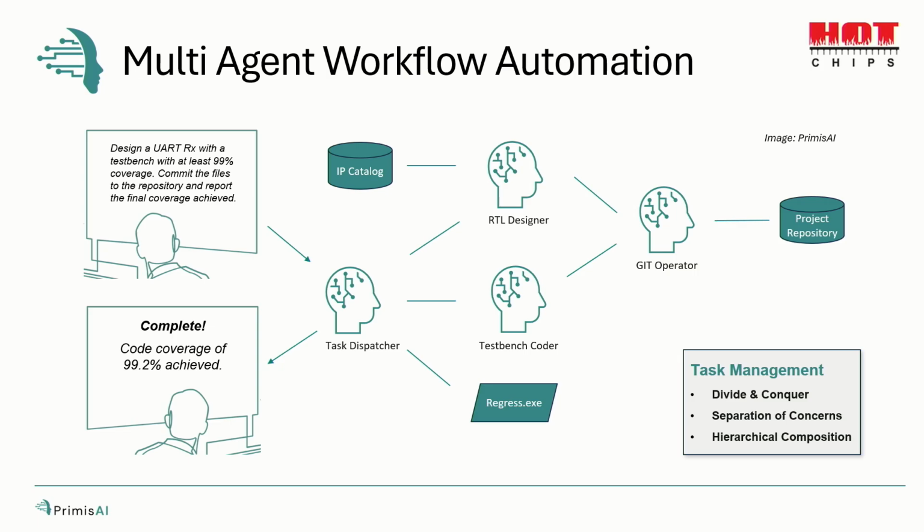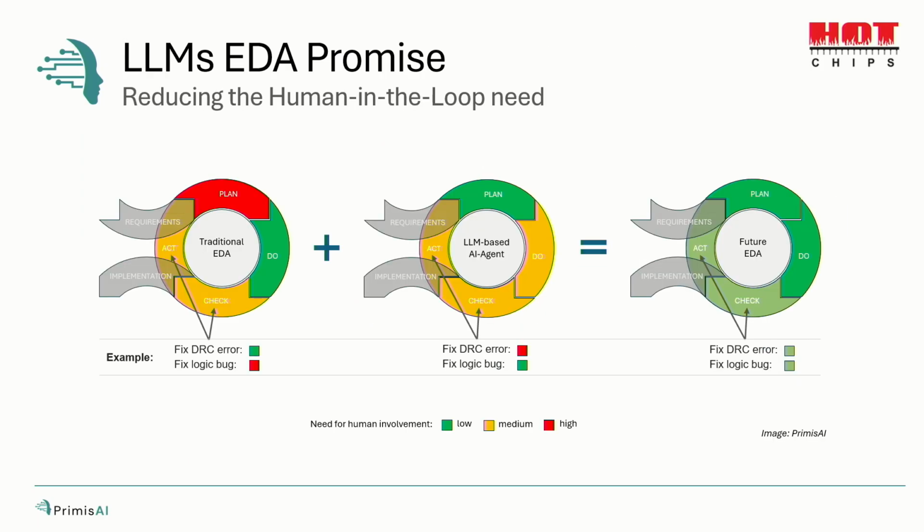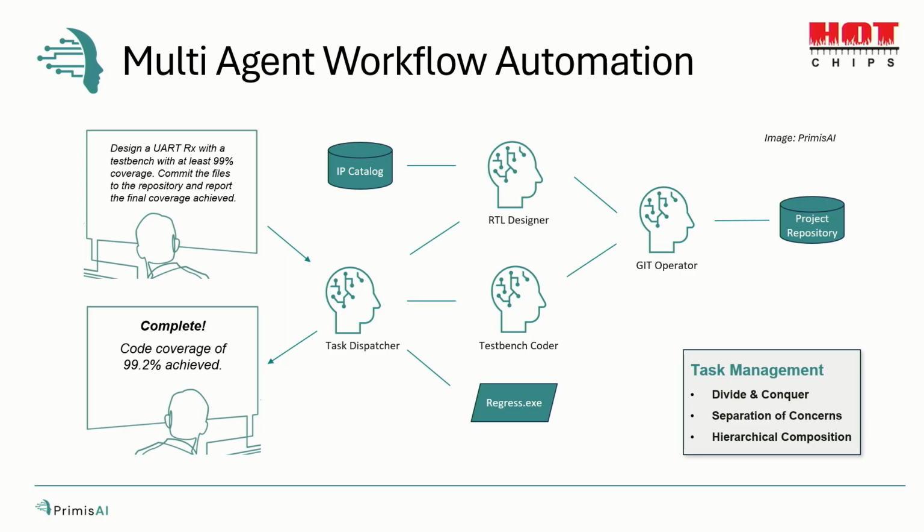So in this example, there's a much more complex prompt where we'd like to do a design, and create a test bench for the design. We'd like to run verification on that test bench, and also do a code coverage analysis. And, dear AI agent, only come back to me when the code coverage is more than 99%, or maybe when a certain time is up. In this case, the task will be given to a dispatcher.